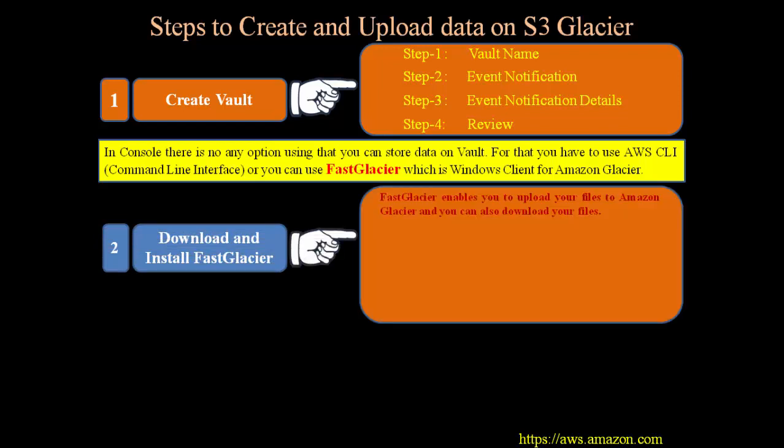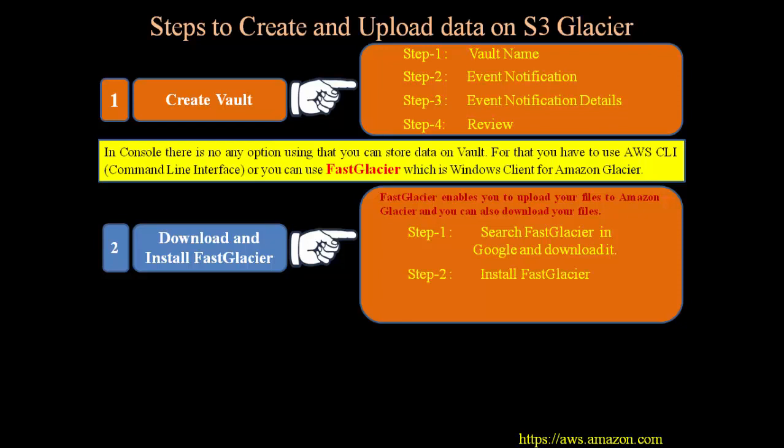So what is the use of Fast Glacier? Fast Glacier enables you to upload your files to Amazon Glacier and also download your files. So if you want to upload data into S3 Glacier or retrieve data from S3 Glacier, we can use Fast Glacier. And for that we have to download it. You just open Google in any browser and type Fast Glacier. Then download it. And step number 2, we have to install it.